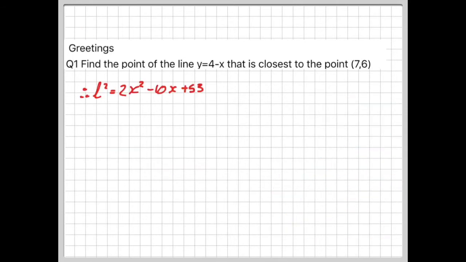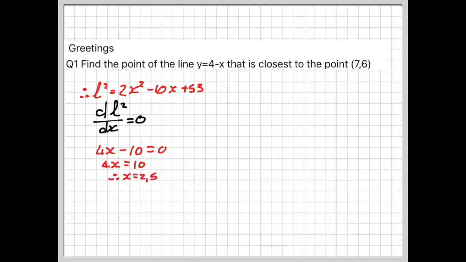So from this slide, we have L squared equal to 2x squared minus 10x plus 53. For me to derive this, I'm going to go dL squared over dx equal to naught because I want it at a minimum. So if I derive that, I get 4x minus 10, putting it equal to naught. If I solve this, I get x equal to 2,5. So this means at the point where x is 2,5, the point on the line y equal to 4 minus x is closest to that coordinate 7,6.